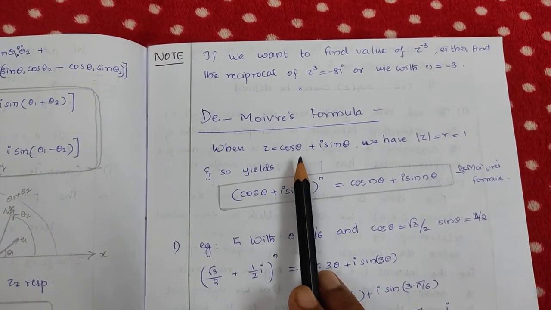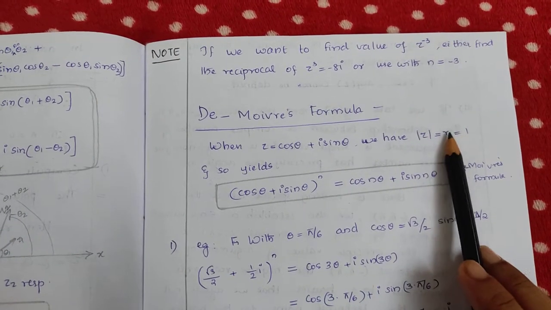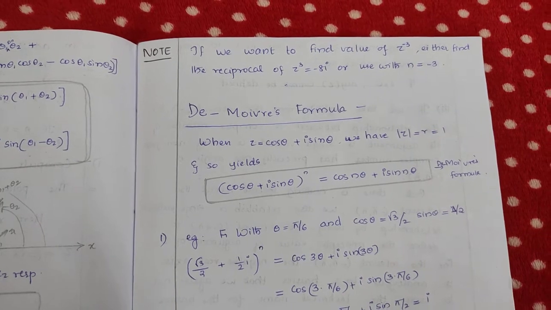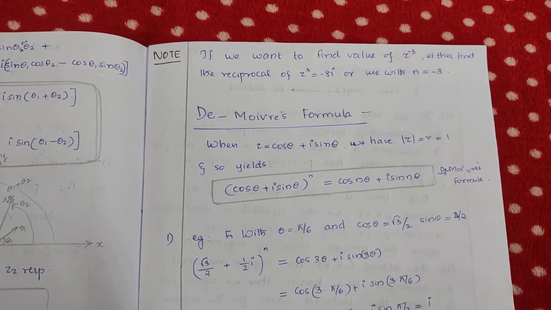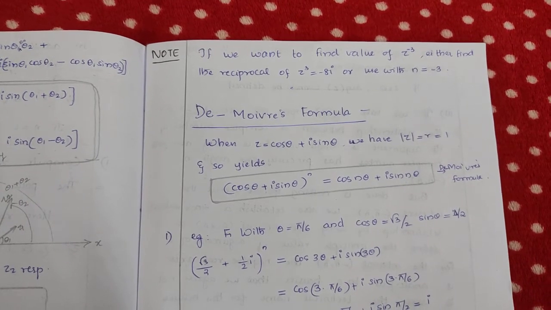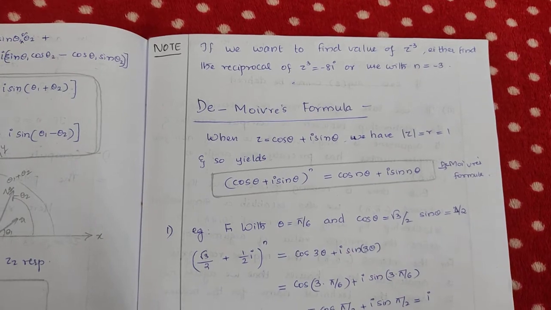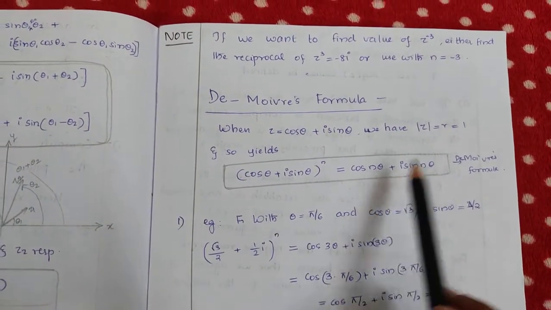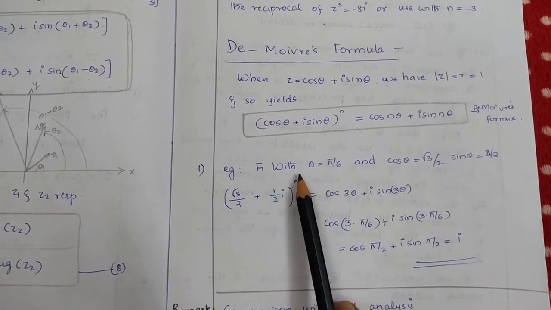When z is equal to cos theta plus i sin theta, we have modulus of z is equal to r is equal to 1. And so (cos theta plus i sin theta) the whole raised to n is equal to cos n theta plus i sin n theta. This is known as de Moivre's formula. Here is an example.